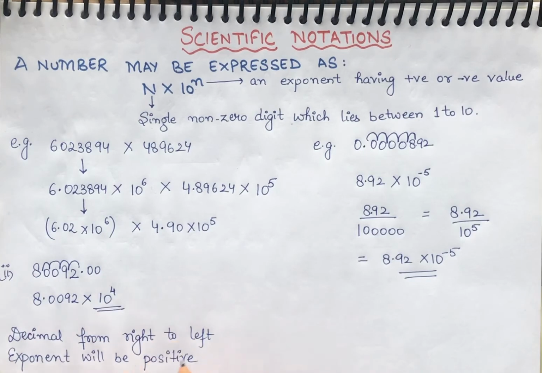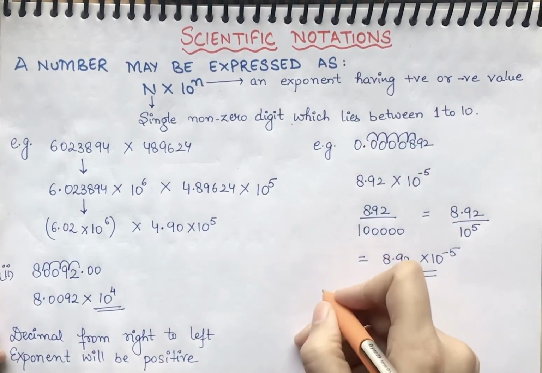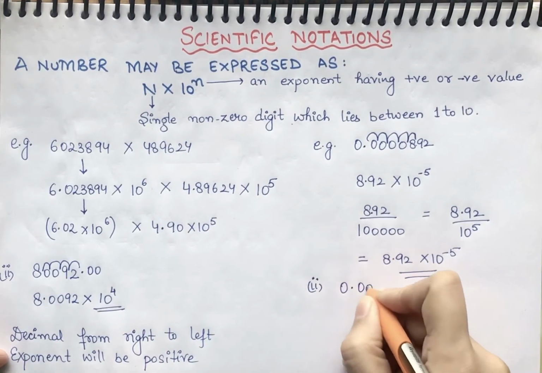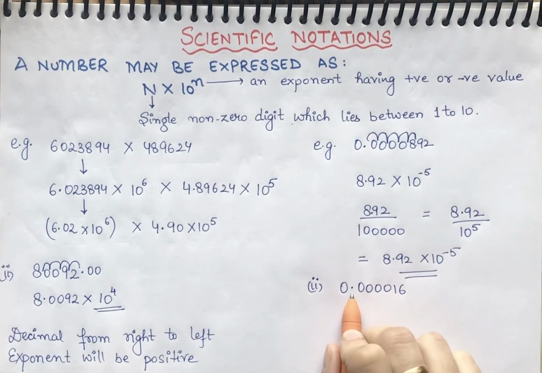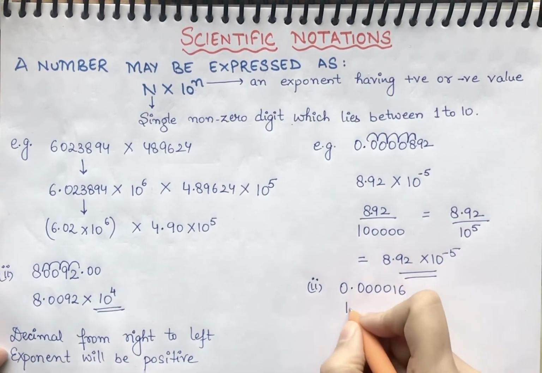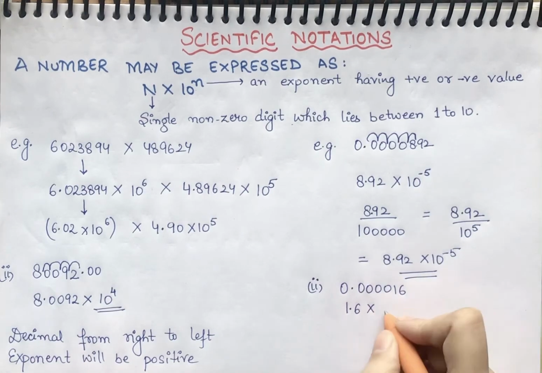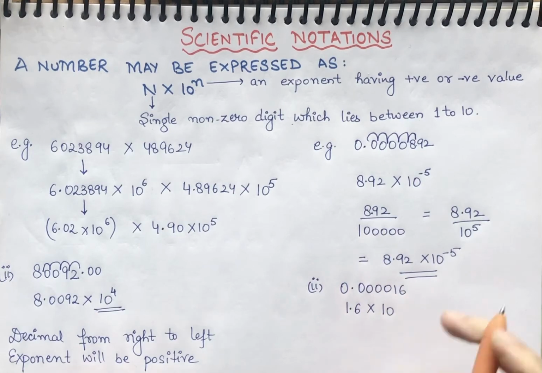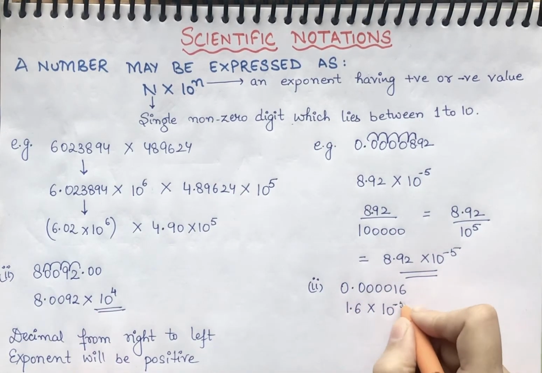And if you are moving the decimal from left to right, you can again take an example. I have 0.000016. I want to move this decimal from this place to this place. So it will be 1.6, and I am moving the decimal how many places? 1 2 3 4 5. So 10 raised to a power. I am moving from left to right, that means minus 1 2 3 4 5. So minus 5.